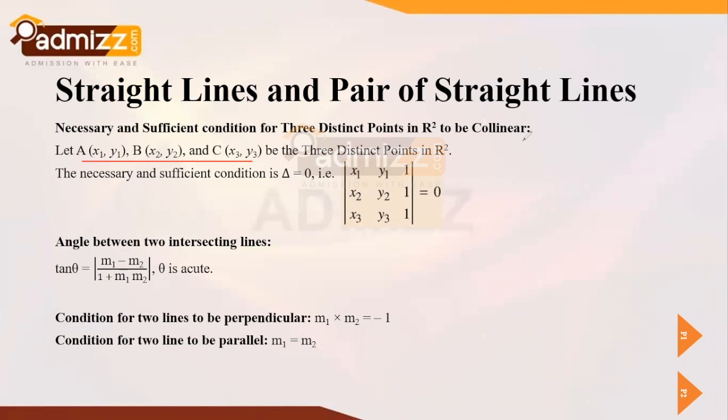Now what is the meaning of the word collinear? All three points lie on the same straight line. This is the ultimate meaning of collinearity.